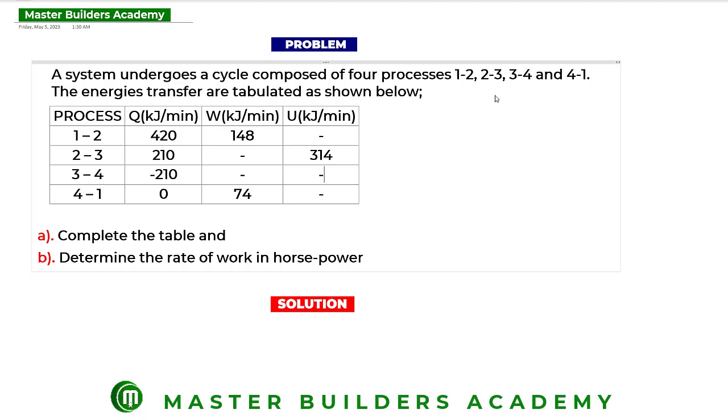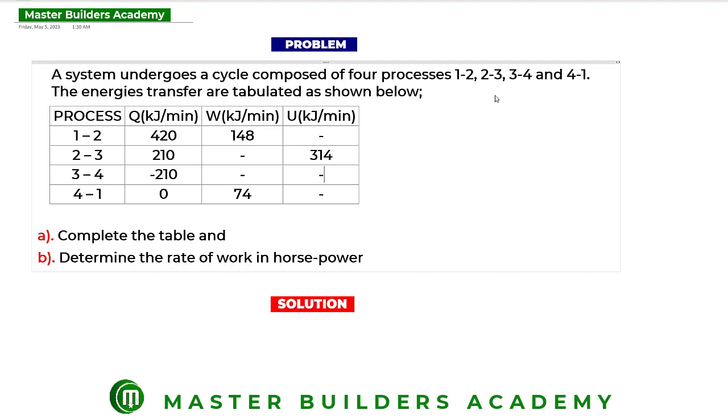Then we will check under the internal energy. We find out that the value for the first process is missing, and the value for the second process is given. The values for the last 2 processes are given.